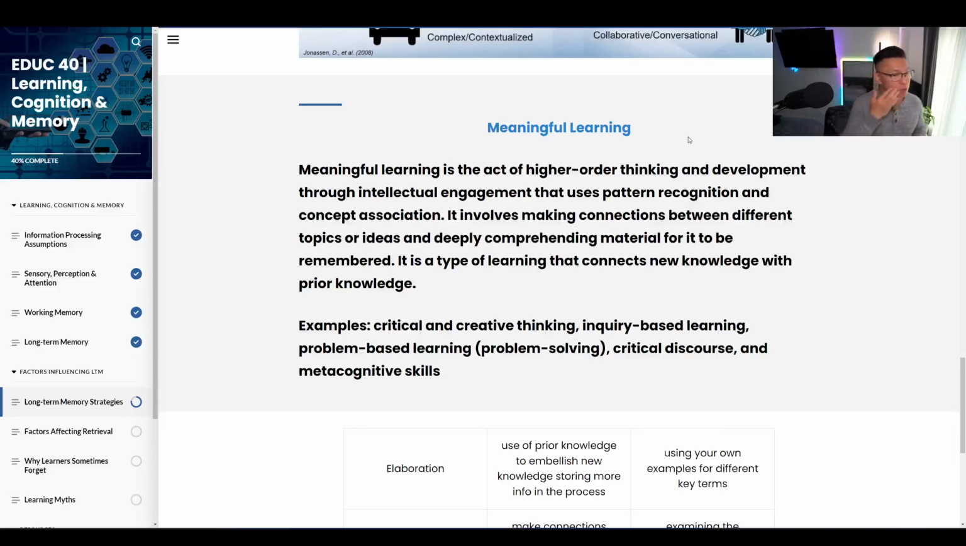Examples include critical and creative thinking, inquiry-based learning, problem-based learning, and problem solving. We're going to be covering that in a couple weeks. Critical discourse, so that's maybe like a seminar talking about differing views with students in your class, and metacognitive skills as well. And we'll be covering metacognition next week.